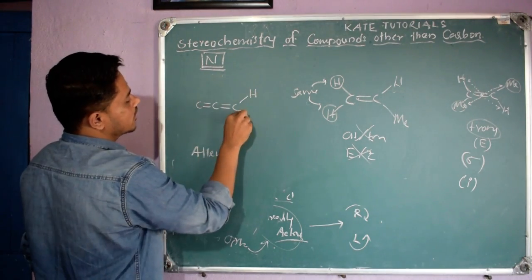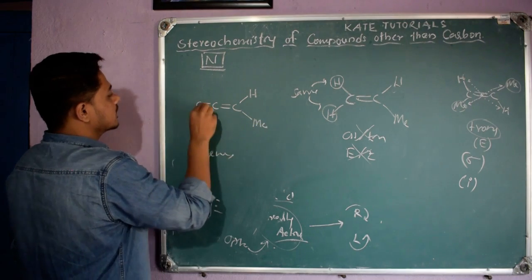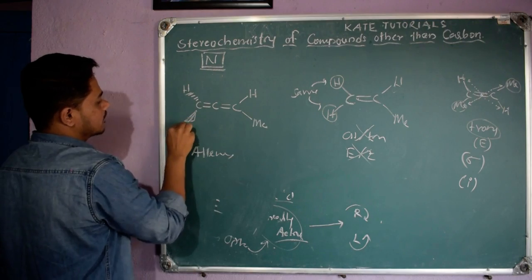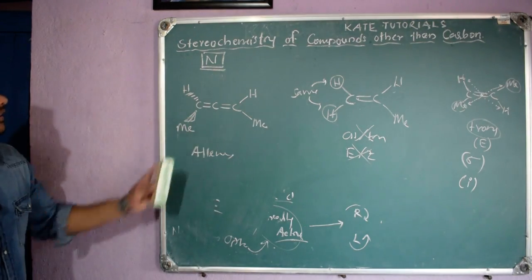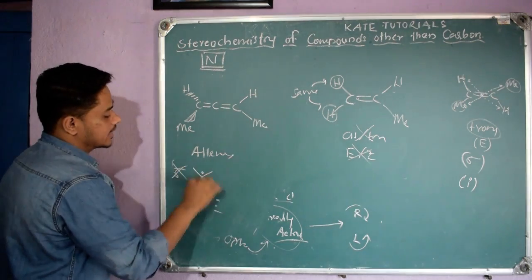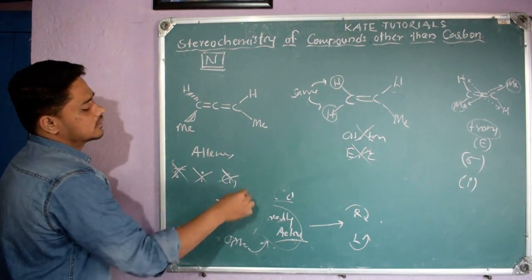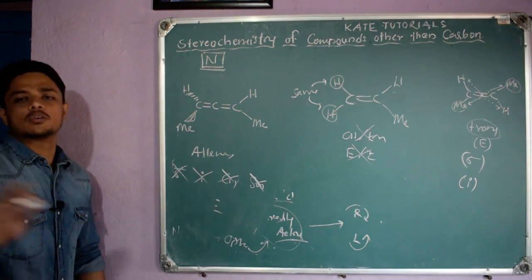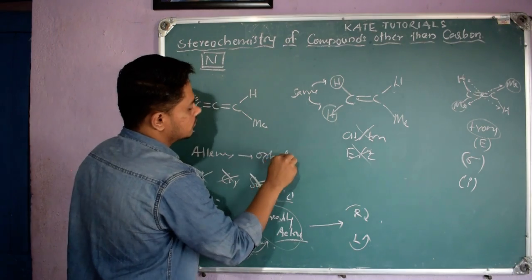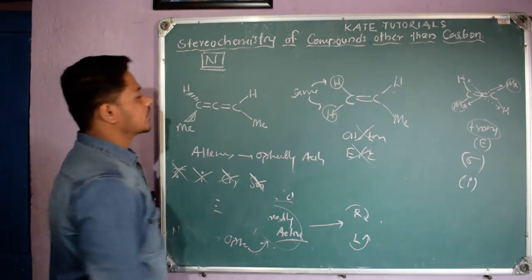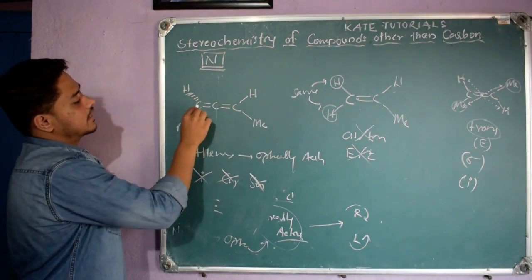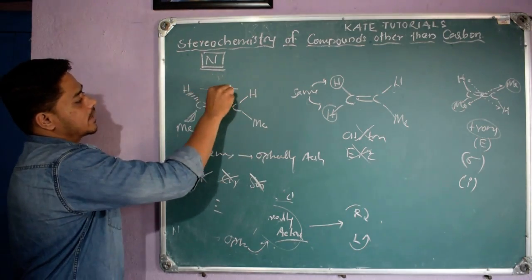Here if I have hydrogen, here if I have methyl, and below I have hydrogen, and above here I have methyl, right? So this won't have any plane of symmetry. No plane of symmetry, no center of symmetry, no axis of symmetry, no mirror plane of symmetry, no symmetry element. So this compound will be optically active. You will ask, sir, if I take a plane, this hydrogen, hydrogen, this methyl, methyl, and this carbon, carbon, there is a mirror plane of symmetry.